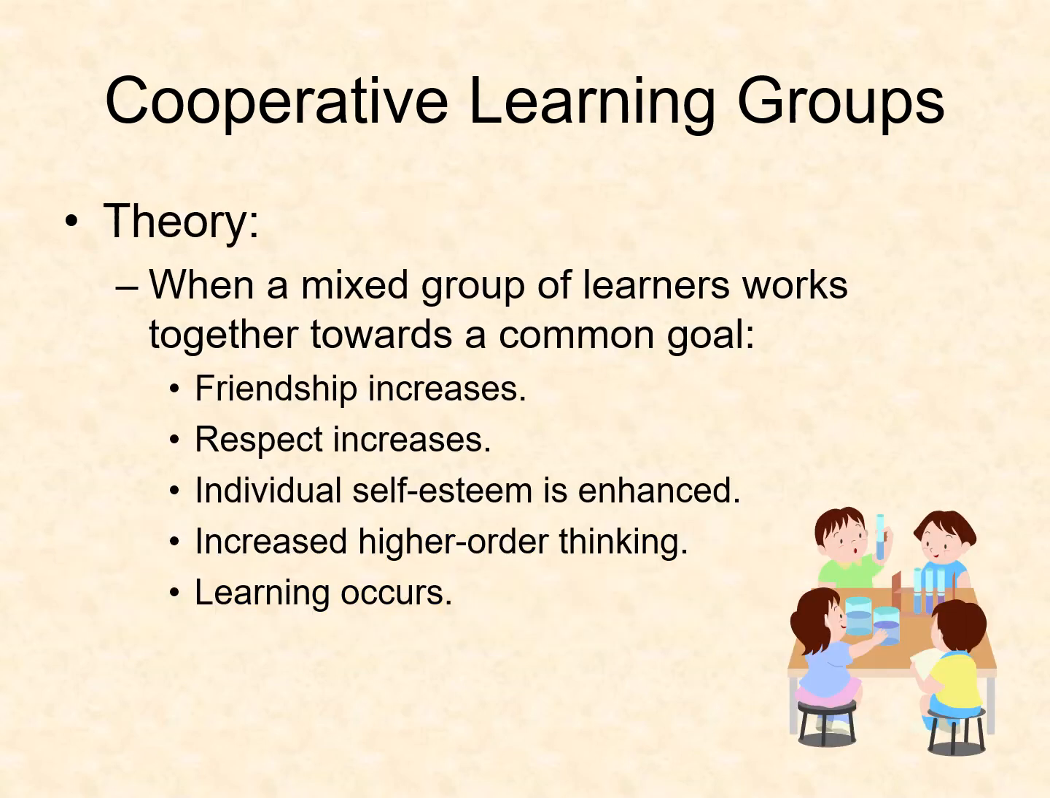The theory that supports this is that when you get a heterogeneous group of learners and you give them a common task, so they're all working together towards a common goal, a bunch of things happen that are very positive. Their friendship increases. Their respect for each other and each other's viewpoint tends to increase. Individual self-esteem is increased. Higher order thinking is increased. And learning is increased as well.